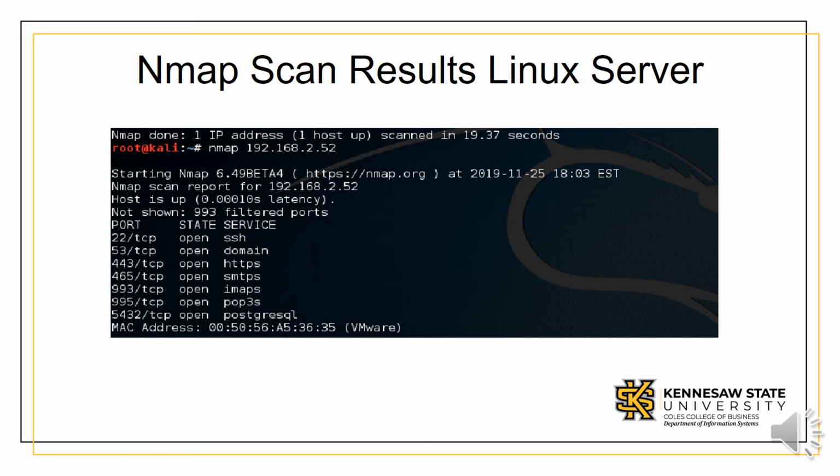Nmap scan results on the Linux server. This is the result of the Nmap scan of the Linux server with an IP address of 192.168.2.52 of the mgrant25 system. It shows the IP addresses and the services that are installed on the system. It shows all required services are active and in an open state. It also shows which ports the services are associated with.